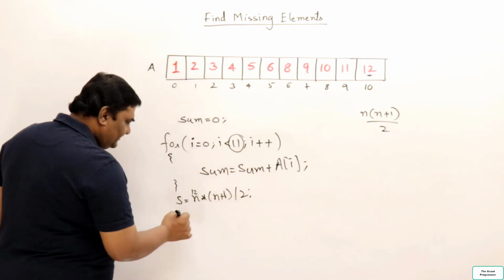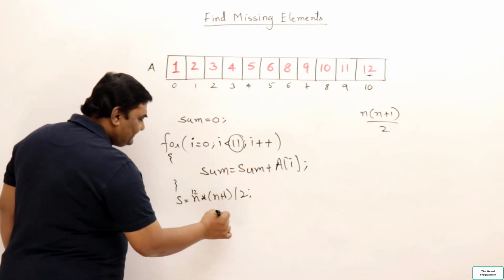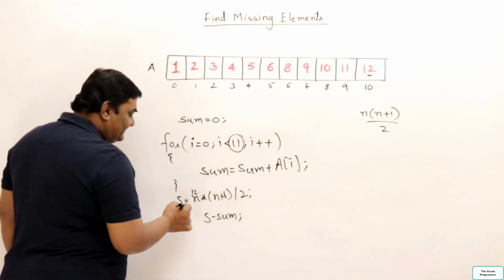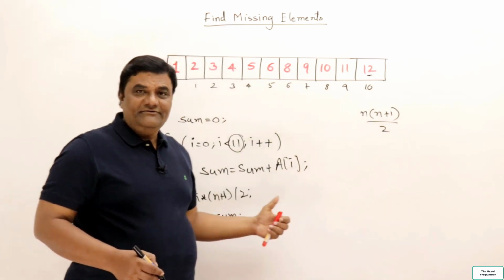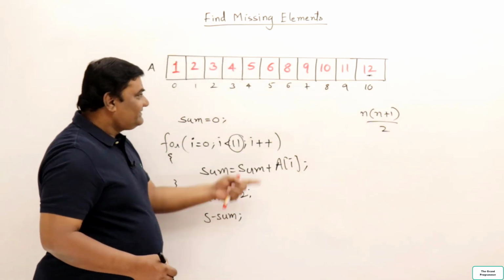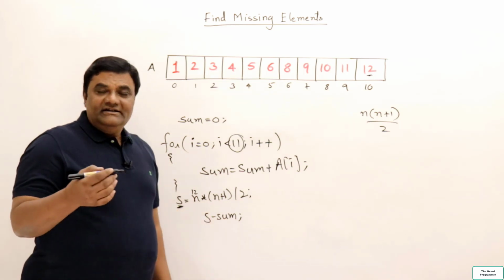Then once I got this, I can know the missing number from s minus sum. s is obtained from the formula, that is the sum of natural numbers. I got it from the formula. Then minus sum, that I have added from all these elements. If I subtract them, then I get the number.